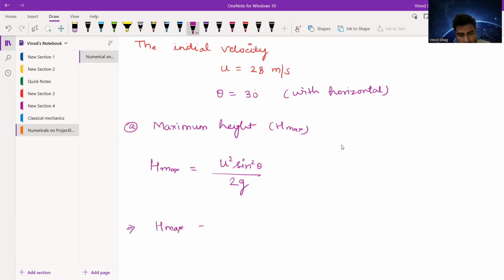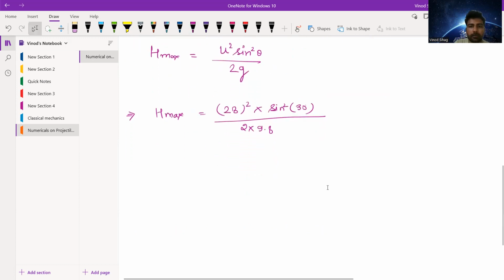Okay, so now we will put the values. So we will get S maximum equals to the value of u is 28, and sine square 30 degree upon 2 into 9.8. Okay. Now we are going to simplify this one, and the unit will be basically meter because it is the maximum height.